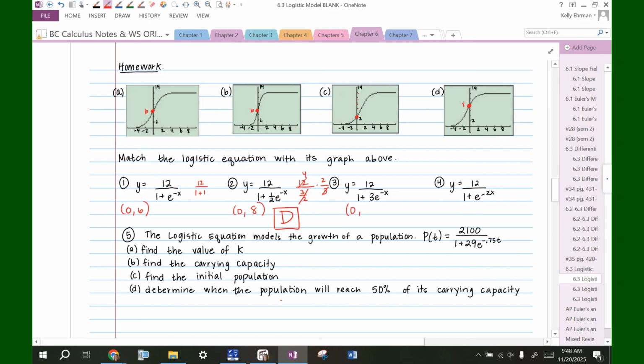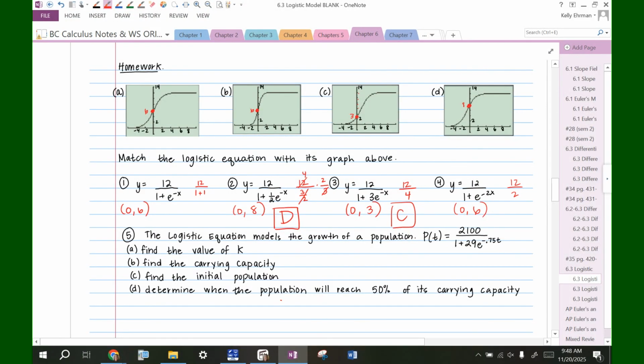For this one, if I do 0, I get 12 over 1 plus 3, so that's 3. That would be this one, right? I said I wasn't sure if it was going through 2 or 3, so okay, that's going through 3. So this is C. And this one, if I plug in 0, I get 12 over 1 plus 1 again.